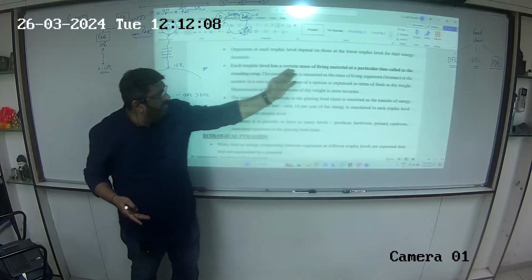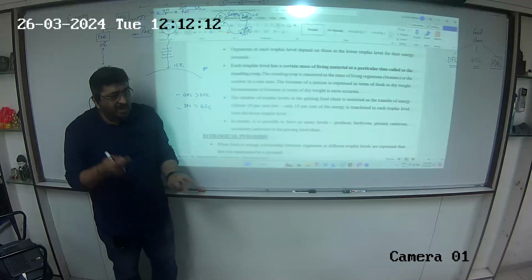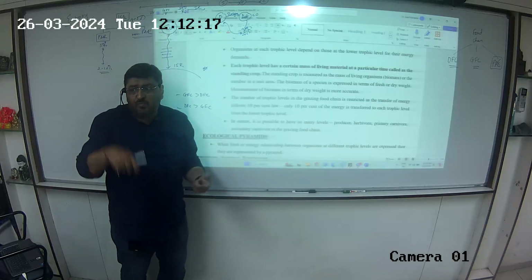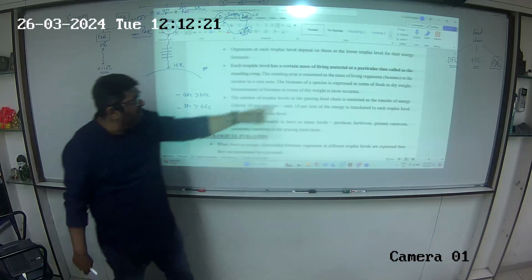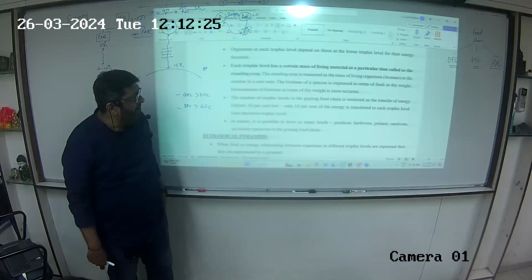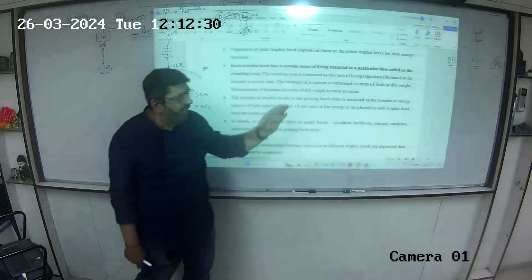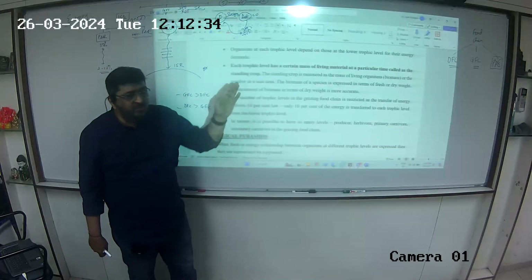Right? The amount of a certain mass of living material. What is that called? Biomass. But when you calculate it at a particular time, it is called standing crop. So every trophic level will have a standing crop value. The standing crop is measured as the mass of living organisms or the number in a unit area. The biomass of species is expressed in terms of fresh weight or dry weight, and dry weight is more accurate.